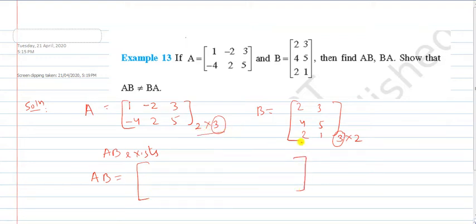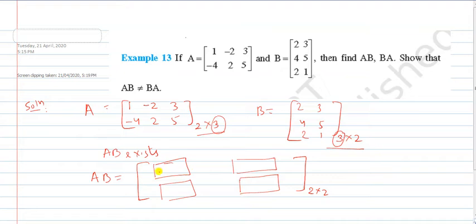you give a big bracket here and write the resultant order. Here it is 2 cross 3 and here it is 3 cross 2. So you skip these 3 as I have suggested earlier, and write here 2 cross 2. So it will have 4 elements: first, second, third and fourth.